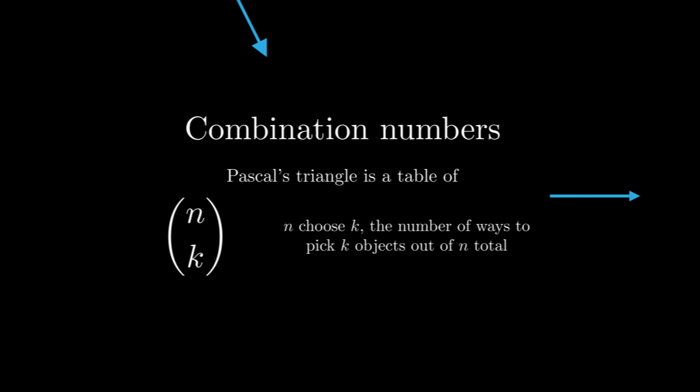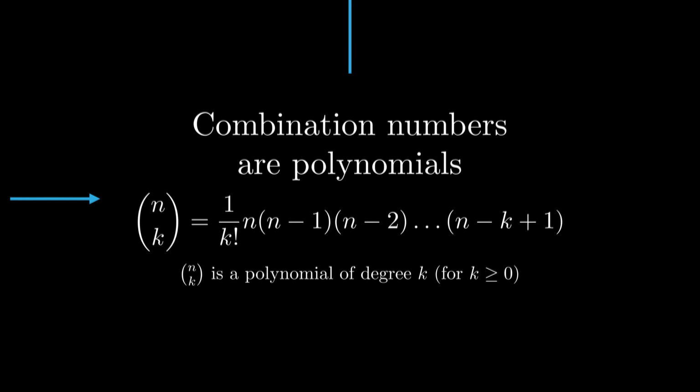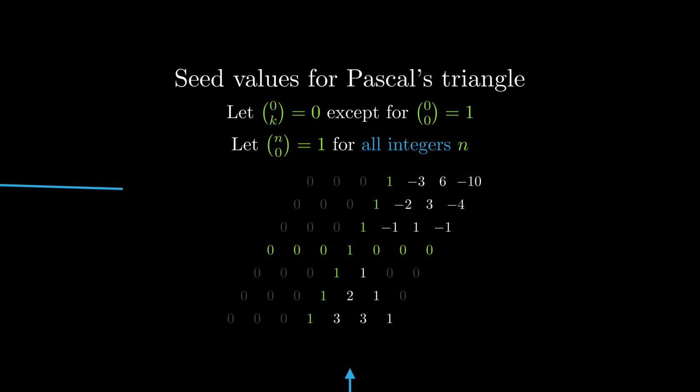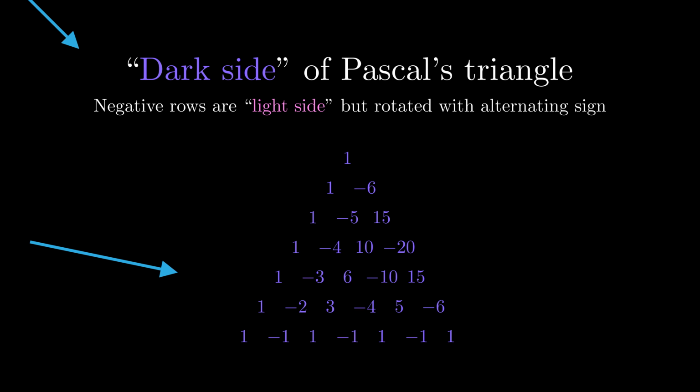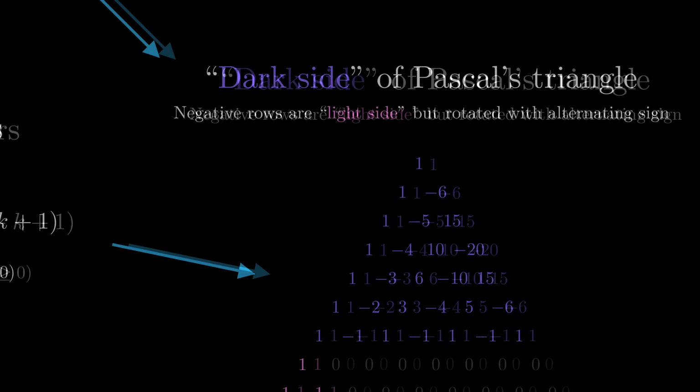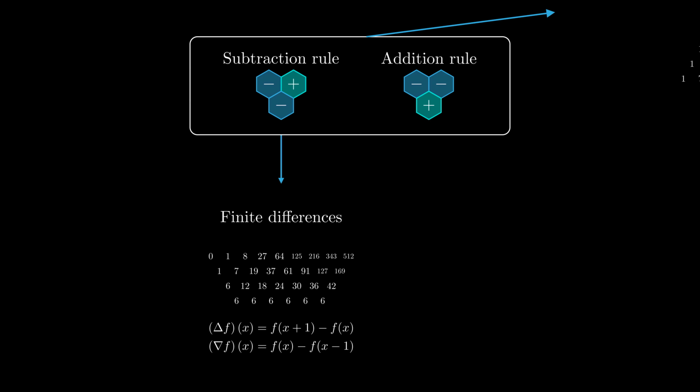By viewing combination numbers as polynomials and making some natural assumptions, we can select seed values that, in combination with the addition rule, give us the negative rows of Pascal's triangle, which we call the dark side. Addition rules, like what we have here, and subtraction rules, like the one we used in our finite differences, are really one and the same. They will both extend naturally to produce Pascal's triangle, both the light and dark sides.